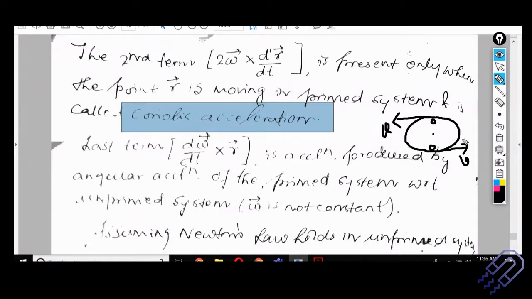Initially, when the platform is not rotating, your friend throws a ball to you and you can catch it directly, no issues. But once it starts rotating, if your friend throws the ball now, you will see the ball coming and following a curved path. That is Coriolis acceleration. The velocity keeps on changing, and when the ball is thrown, it follows a curve, and that is Coriolis acceleration.